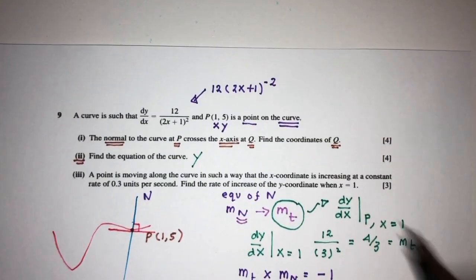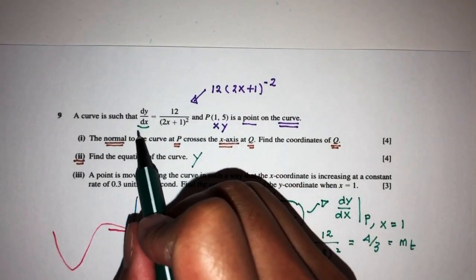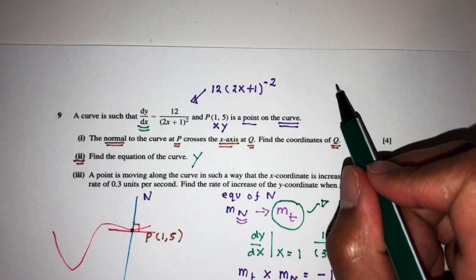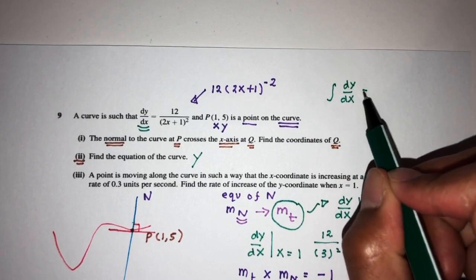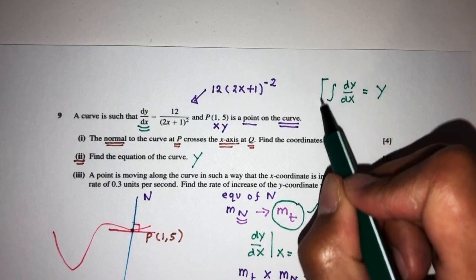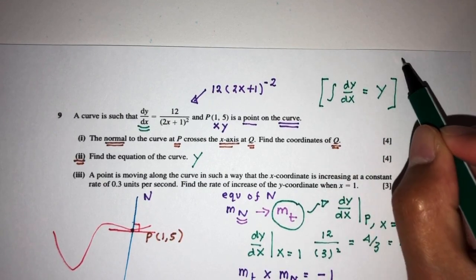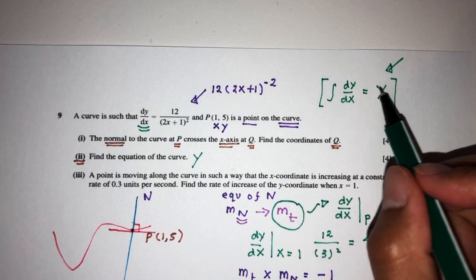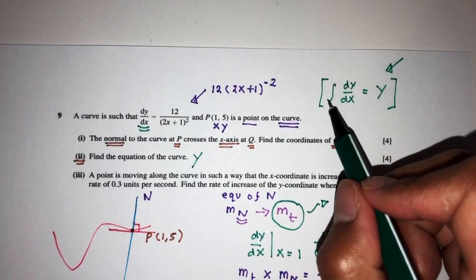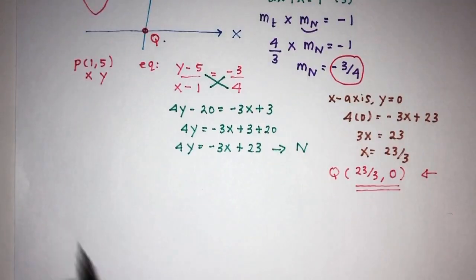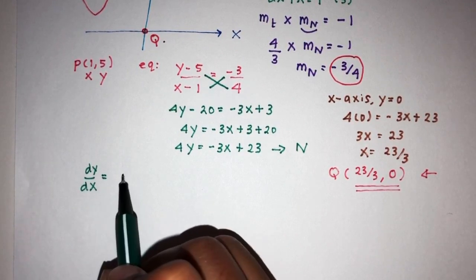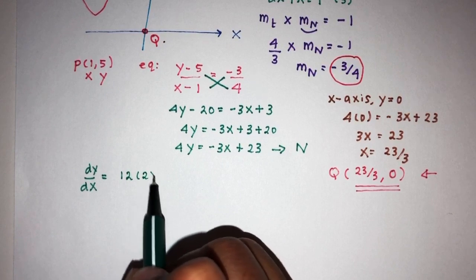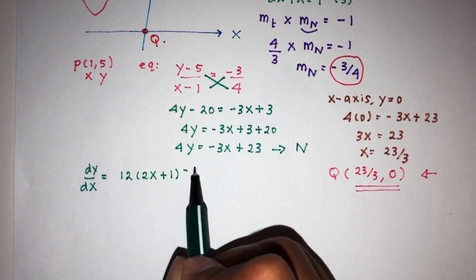Now we have to know something: we are given dy by dx, so we have to integrate dy by dx to find the value of y. That's the main thing we have to know here. You can just memorize this if you want to. To find y from dy by dx, we have to apply integration. So let's do that. dy by dx was given by this equation, 12 (2x plus 1) to the power minus 2.